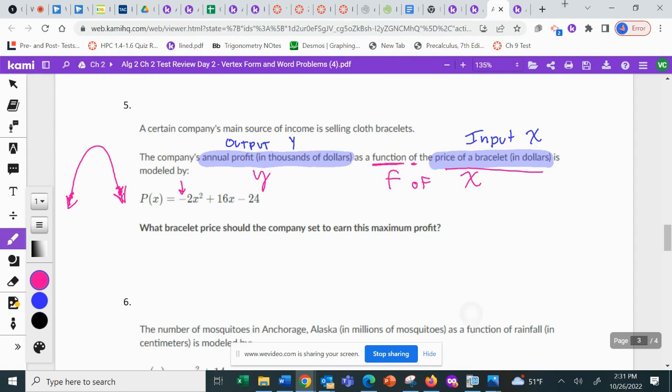When you see that word maximum, what do you think I need to find? Okay. The vertex will give me the highest point. Right? So I've got a plan. I need to find the vertex.